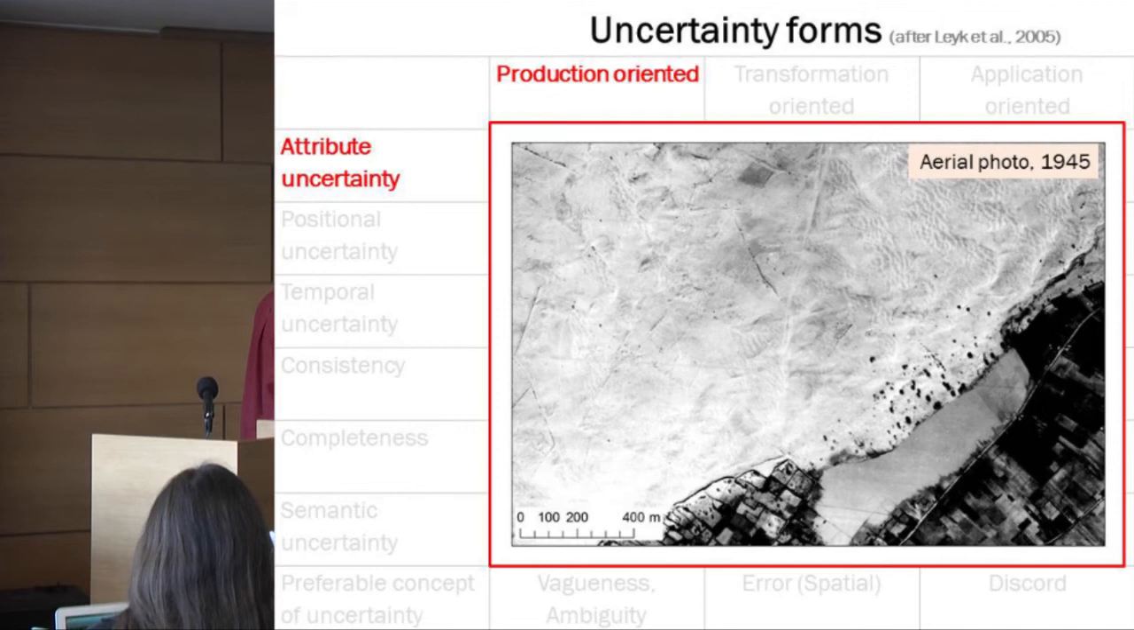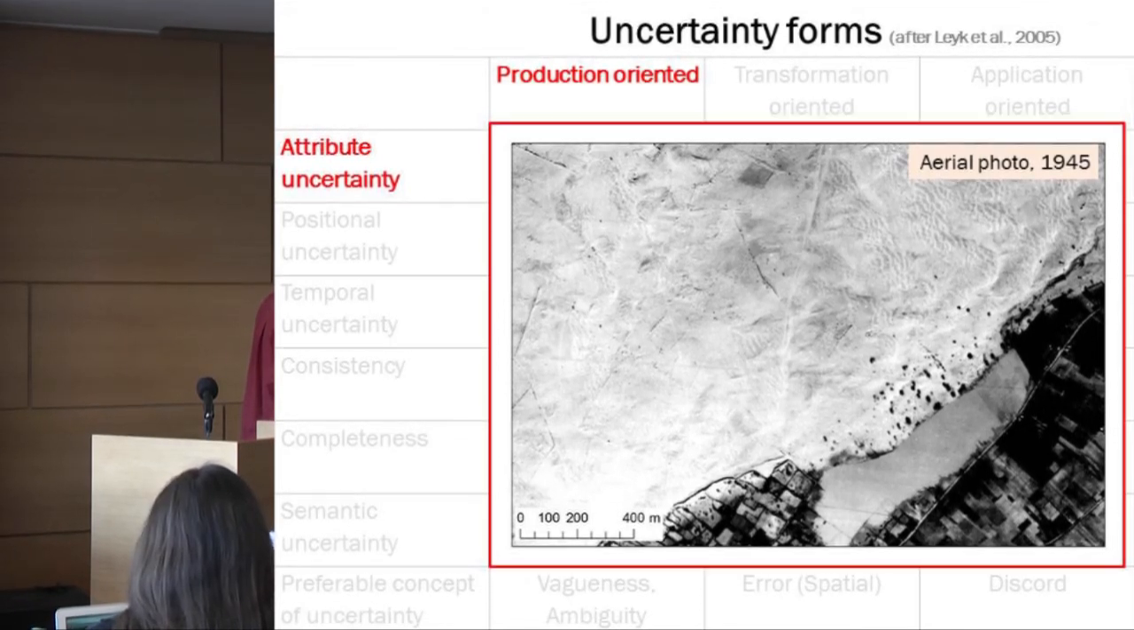We can see some agricultural plots. We don't know what was grown on them, but this is clearly agriculture. We can see a temporary winter pond, because this is in January 1945, which had also rainfall, so we have a temporary winter pond, and we have some dune areas.